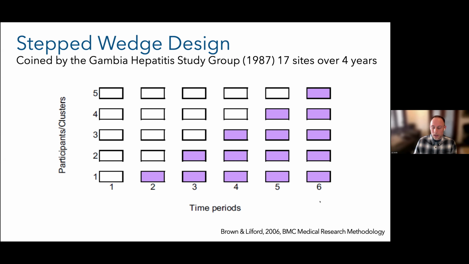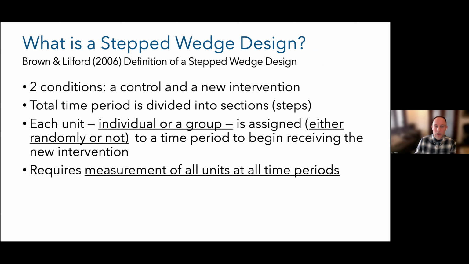So how did Brown and Lilford, when they published this initial paper in BMC Medical Research Methodology, actually define what a stepped wedge is? They said there are 2 conditions, a control condition and a new intervention. And you can think new implementation strategy here for implementation studies, but either way, it's a control period followed by an exposure to an experimental condition. Your total time period for the study is going to be divided into sections following a series of steps. So we'll show that in the next slide. Each unit, whether it's an individual or a group, is assigned either randomly or not.